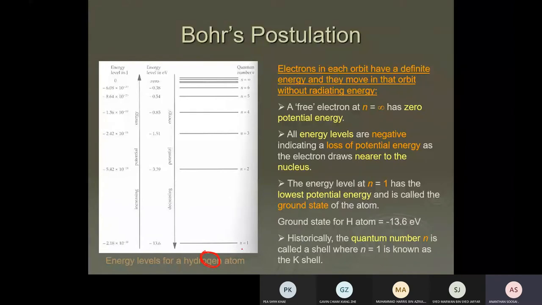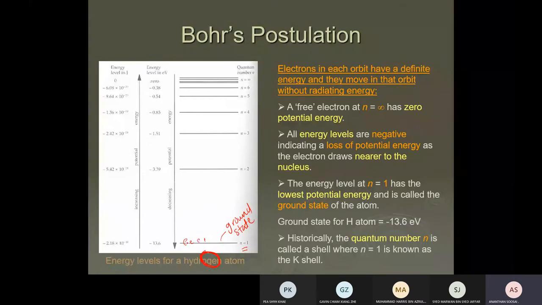This first state, n equals 1, we call the ground state. It is the lowest energy level an electron can occupy. The ground state is the energy level closest to the nucleus. What is the ground state? The ground state is the lowest energy level that can be occupied by an electron in an atom.